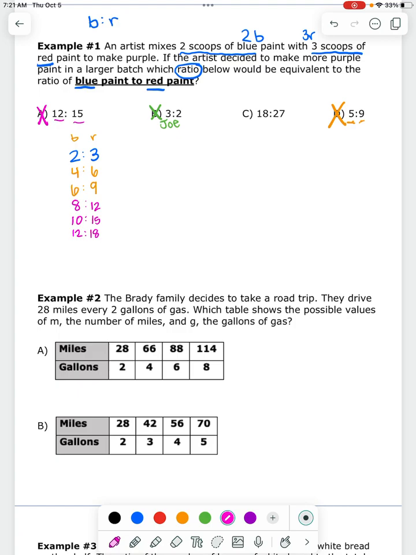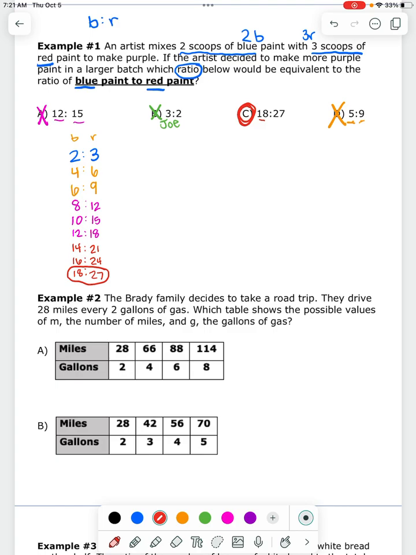Okay, so let's try that last one. I need 18, 27. So 2, 4, 6, 8, 10, 12, 14, 16, 18. Okay, and then 3, 6, 9, 12, 15, 18, 21, 24, 27. So that is going to be my equivalent ratio. So we can skip count to get that answer.